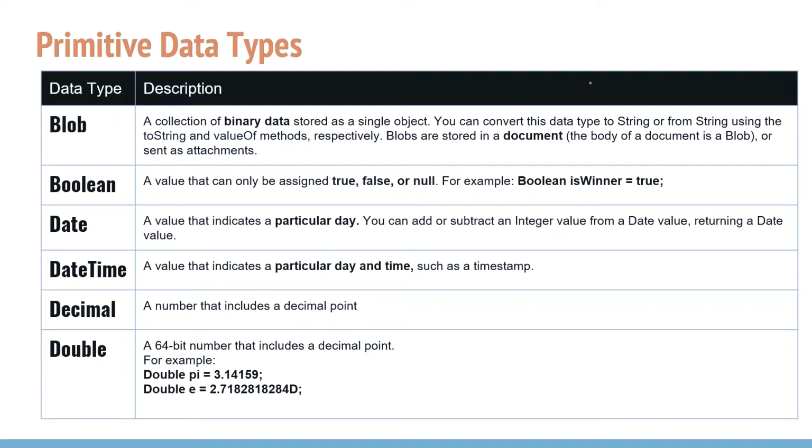If we use the function dateValue, we can get only the date value from that particular date and time. Decimal, a number that includes a decimal point. And double, a 64-bit number that includes a decimal point. So integer and long, we cannot have a decimal point. In decimal and double, we can have a decimal point.